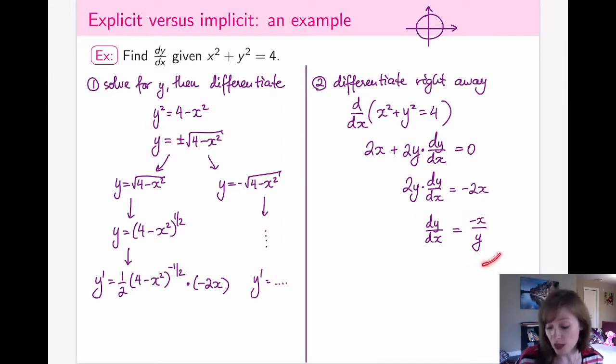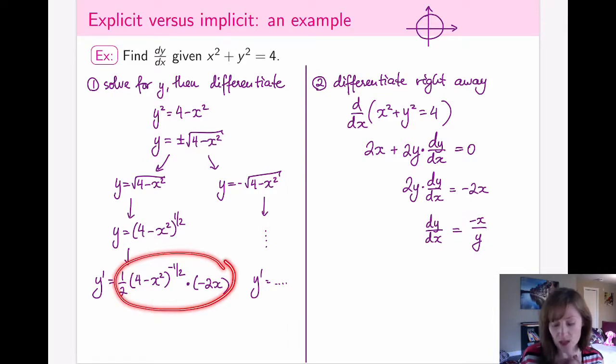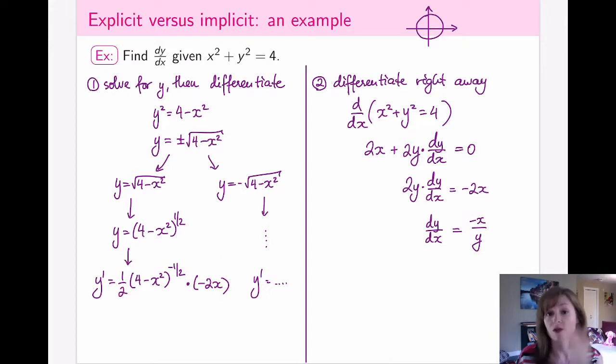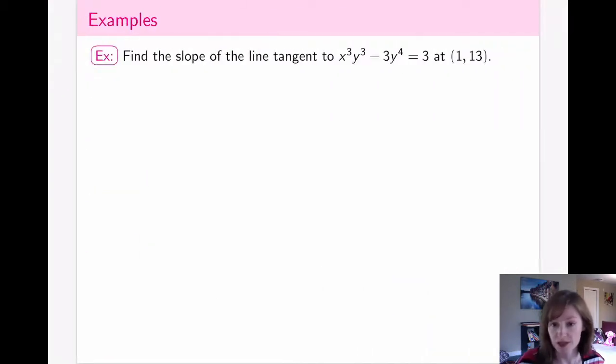The only downfall to this method, though, is the fact that here, my answer, my derivative, has both x's and y's mixed into it, right? So whereas here, if I start with y equals a function of x, then I end up with the derivative being a function of x. Here, I have x's and y's all over the place. Let's take a look at another example and use the implicit differentiation method, but with the prime notation, just to see how that works there.